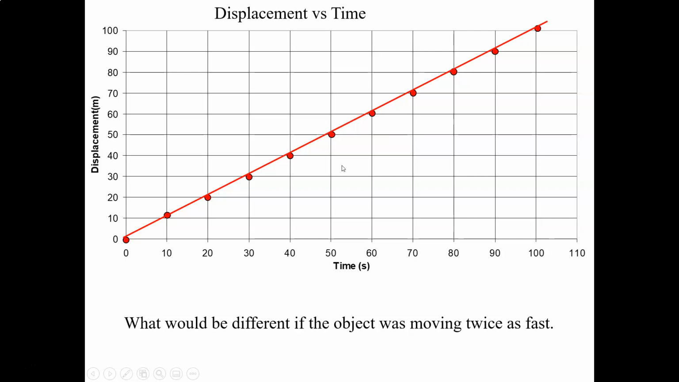So here, if I were to have a different object, there's the dog barking, must be somebody outside, and I had an object that was moving twice as fast, what would look different about its graph if it was moving twice as fast?